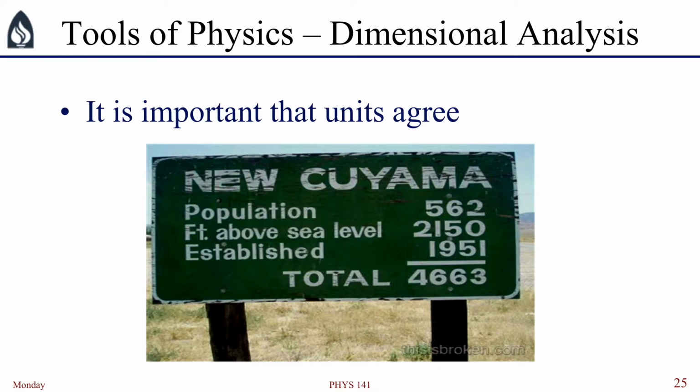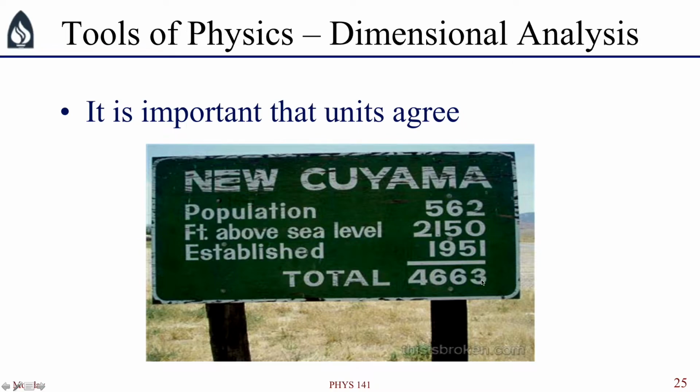Dimensional analysis is all about having units that agree when you do mathematical operations with them. For example, here we have a sign that claims that in New Koyama there are 562 people. The town is 2,150 feet above sea level, and it was established in 1951. You add those numbers together and you get 4,663.